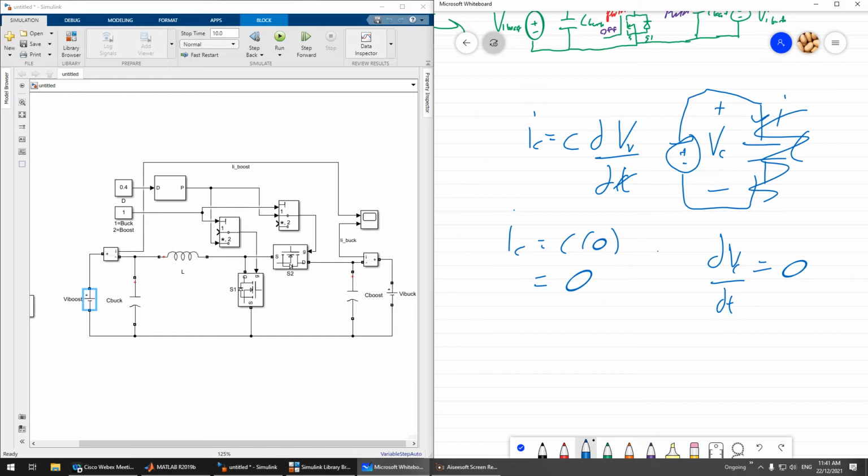But the problem is you need this capacitor to filter out. You can see here you have an inductor, and if you put it outside here, you need to filter the diode current, the diode voltage, because the voltage is not constant, and the capacitor will make the voltage constant.